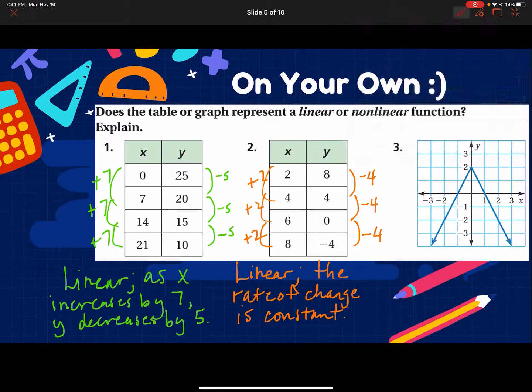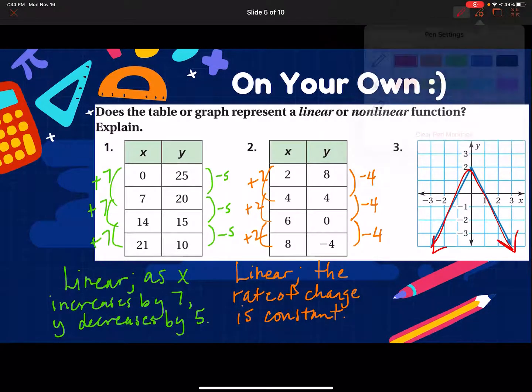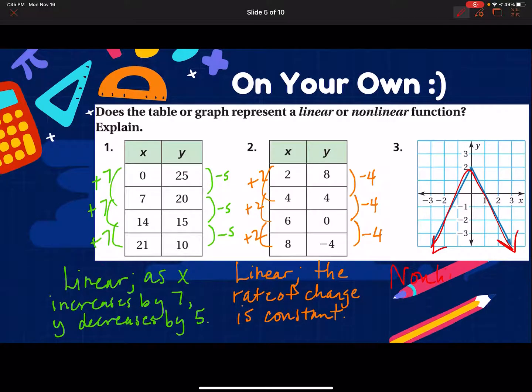Okay, and number 3, I can simply look at the graph and tell that that is nonlinear. The graph is not a line. So our explanation for number 3 is simply going to be, and then I go and start writing the wrong thing, sorry. So our explanation is nonlinear. And we can say the graph is not a line.